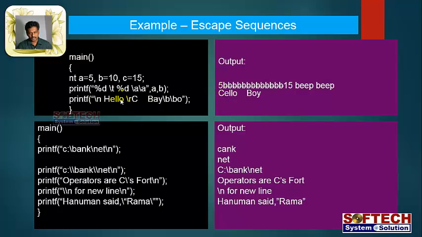The cursor is at the position of H, where it displayed hello. Then for \r, the cursor comes to the beginning, placed in the position of H. Then it displays C. So the H is replaced by C, and it displays cello.